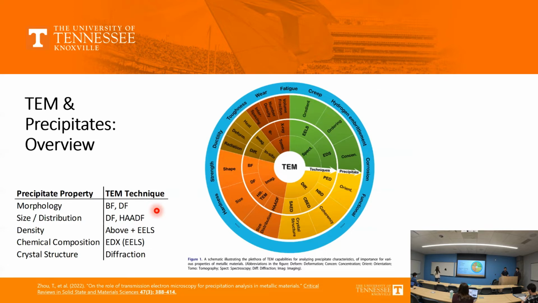Composition and crystal structure are, of course, very important as well. Crystal structure being most easily determined with diffraction techniques, and composition, I think most commonly, X-ray spectroscopy seems to be the most commonly used, but EELS, I think, can also be used in that respect as well. So I'm just going to press on here.